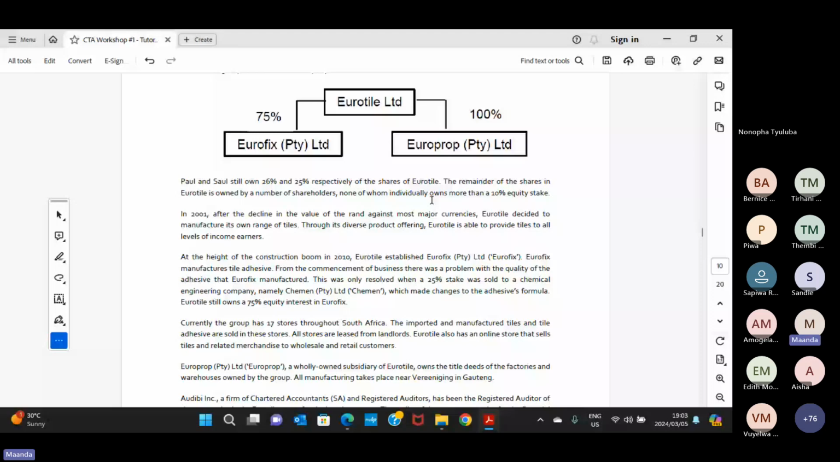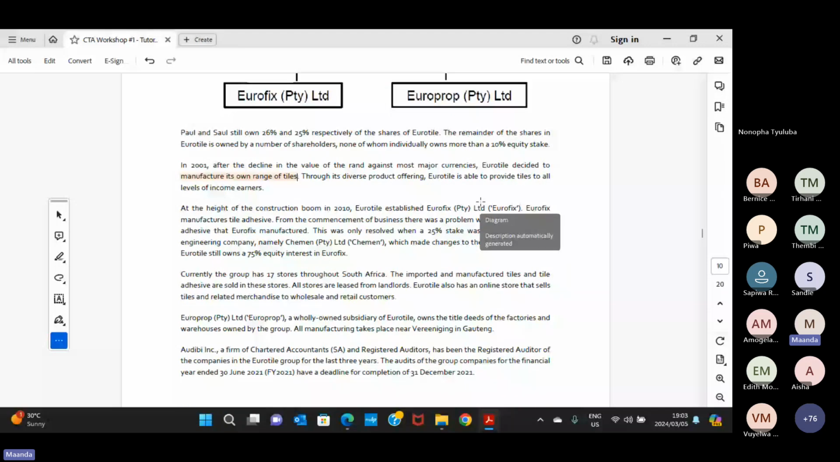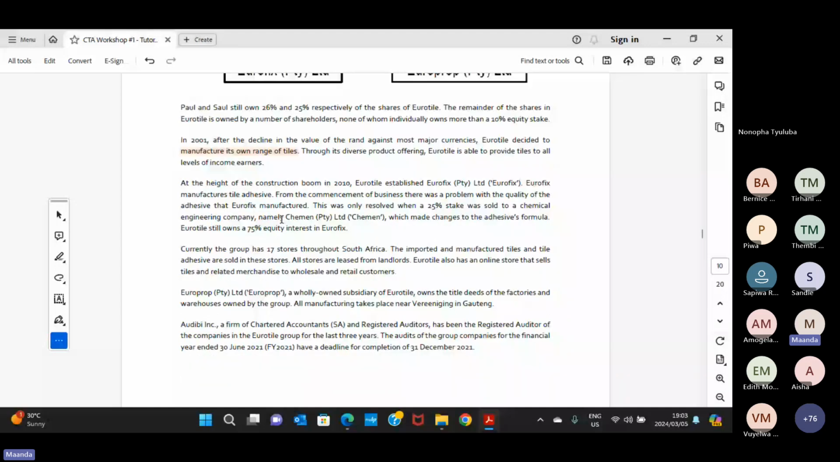So that's fine. In 2001, after the decline in the value of the rand against major currencies, Eurotile decided to manufacture its own range of tiles, right? So we decided to do our own things now. Remember, we also used to import some of the things here. Through its diverse product offering, Eurotile is able to provide tiles to all levels of income earners. At the height of the construction boom in 2010, Eurotile established Eurofix Pty Ltd. Eurofix manufactures tile adhesive.